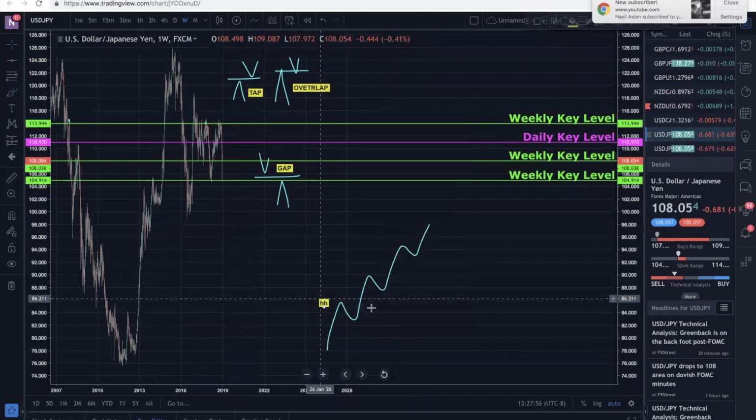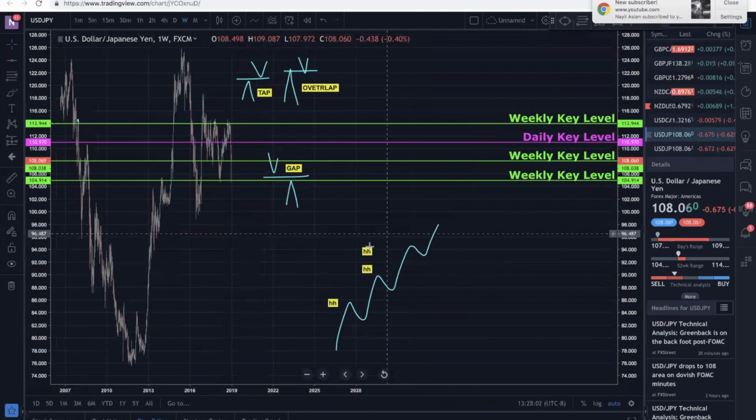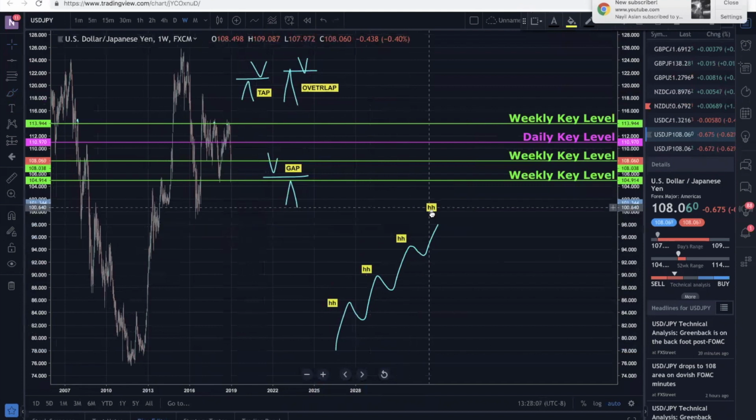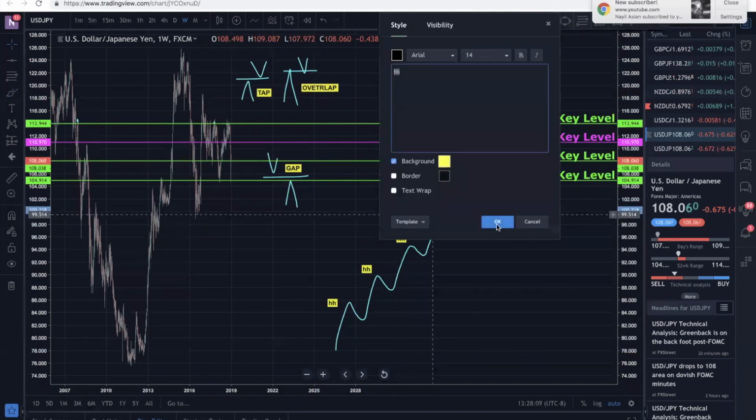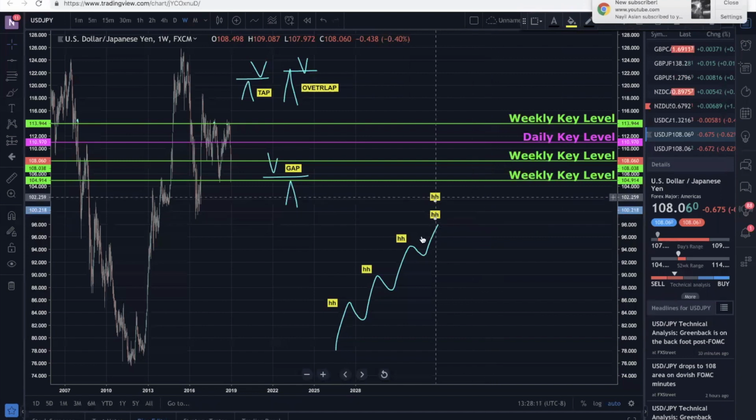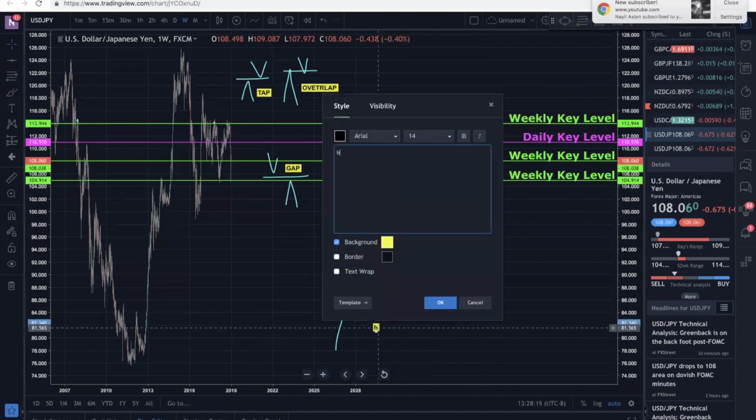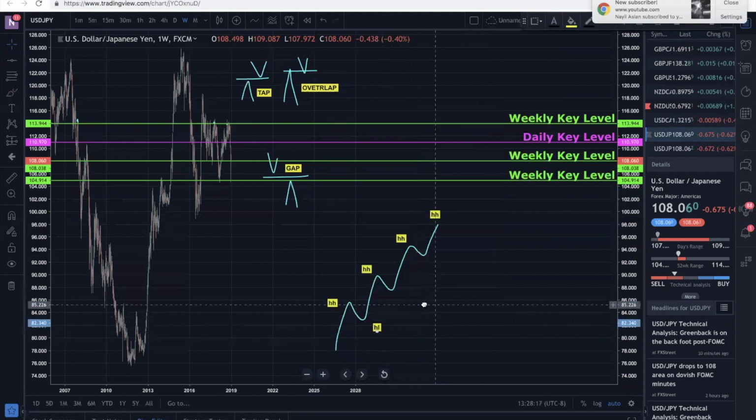HH for higher high. And this is communicating that each high point is higher than the previous high point. And that's what we look for in an uptrend. And we also see higher lows, okay? So HH for higher high, that's gonna be HL for higher low, okay?